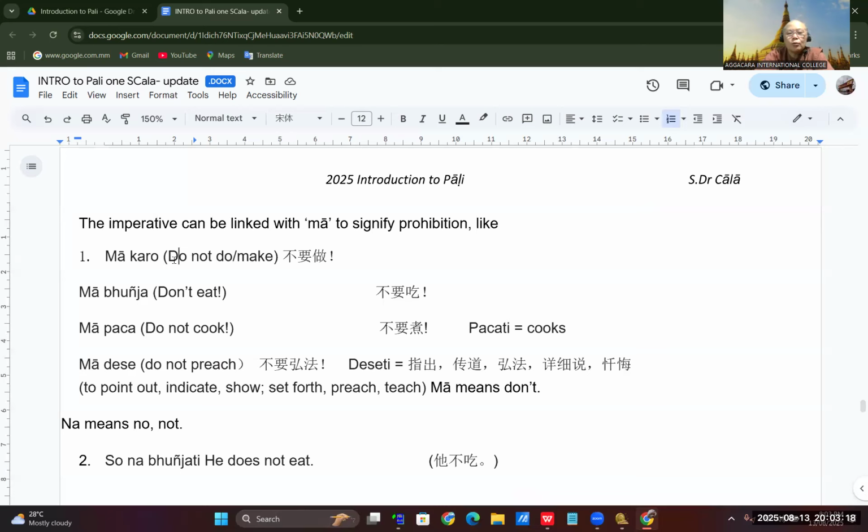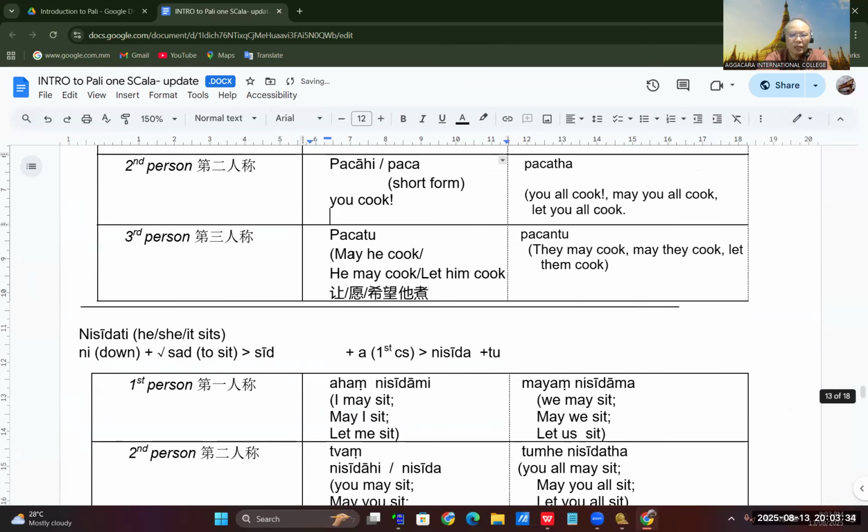So when you say it like this, who is the subject? I say something, but it refers to the second person. So second person means that you do not do. All right, it's actually talking about the second person. So remember, we go back to second person.